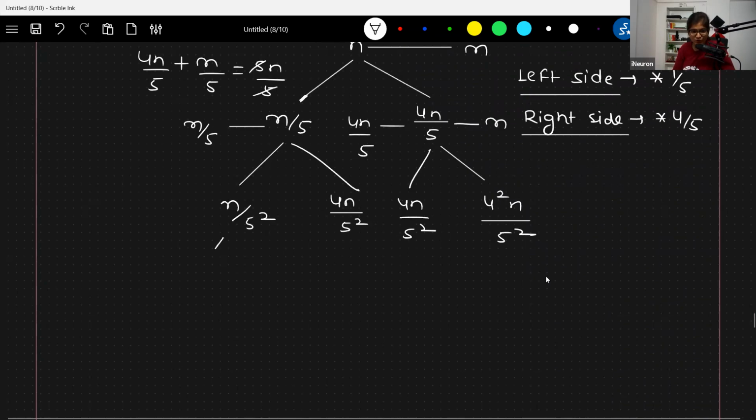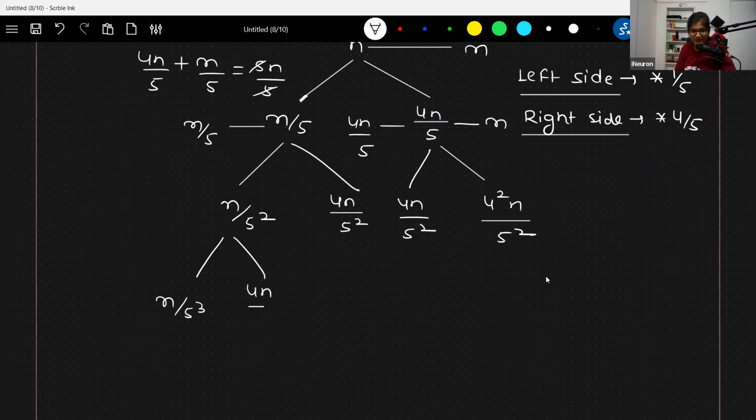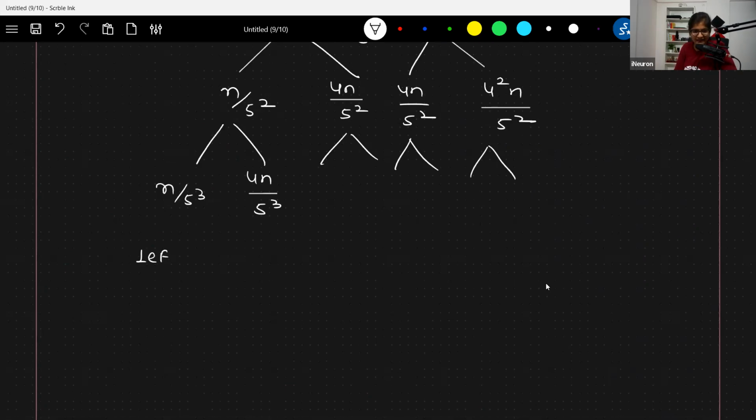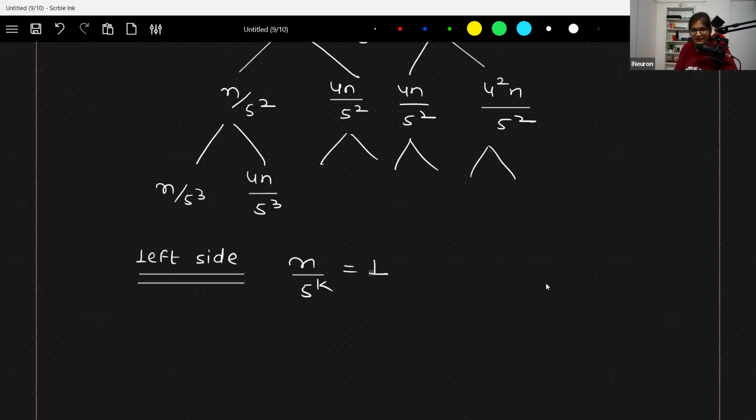Again, if I go ahead toward the left side and the right side, it will be nothing but n by 5 to the power 3, and 4n by 5 to the power 3. Similarly, you know how you will get the values at left and right. Here, if you observe, on the left side, if I try to find the number of levels, it will be n by 5 to the power k, which is equal to 1. Can I write this, everyone?